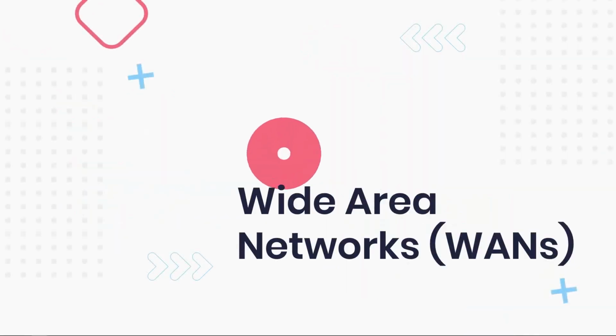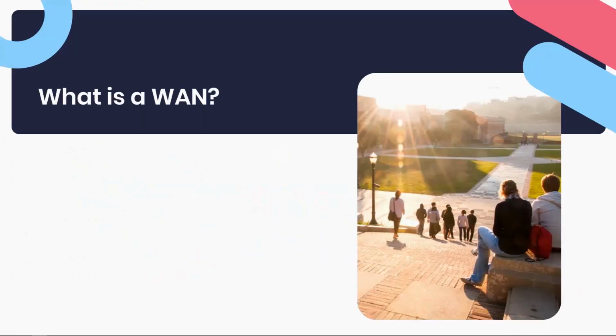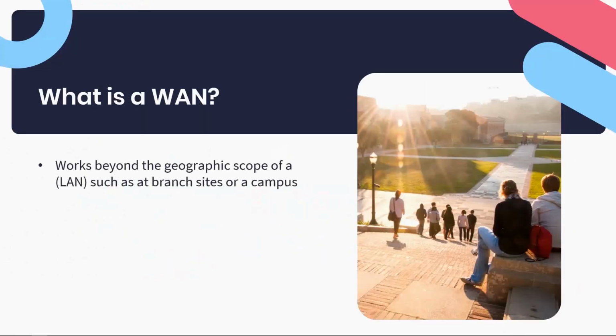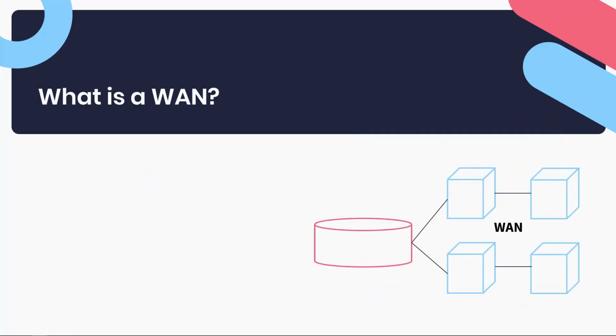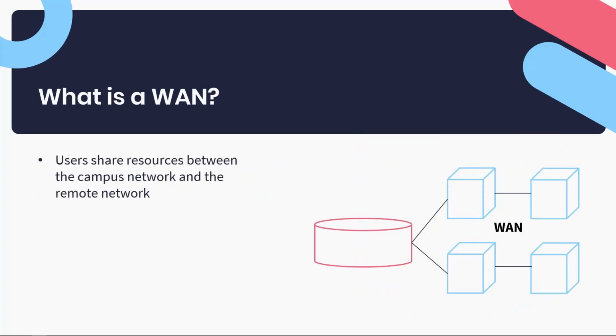Let's now move on to wide area network, WAN technologies. A wide area network works beyond the geographic scope of a local area network. In other words, a WAN is basically used to interconnect a section of LAN. This could be in the form of remote LANs, such as at branch sites or a campus LAN. As this diagram illustrates, a WAN connecting a campus network and a remote site enables users to share resources between the campus and the remote network through the WAN.